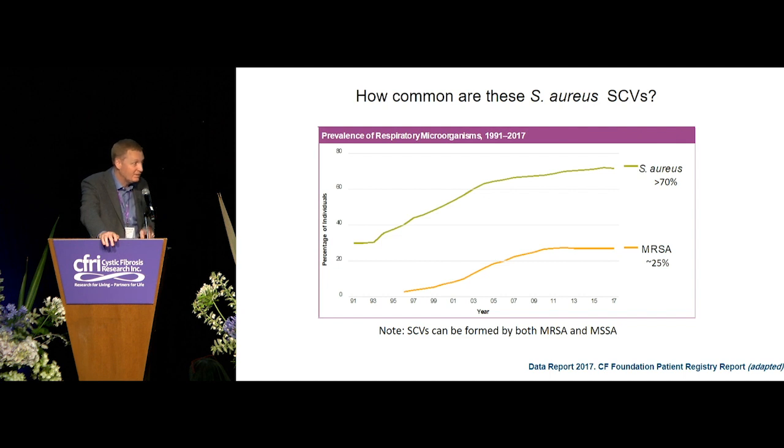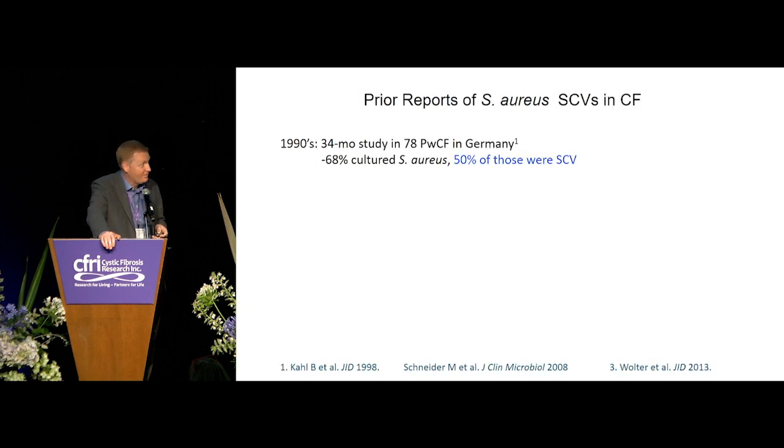MRSA has obviously received a lot of attention, not just in CF, but in the lay press. MRSA rates are relatively high in the US, much higher than they are in Europe, and they seem to have leveled off around 25%. We do not know what the SCV rates are, but there are some small center data, and I'm going to show you those to suggest they may be pretty high.